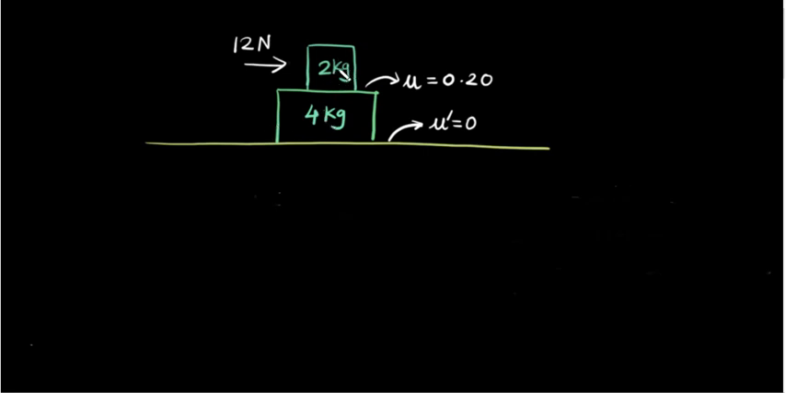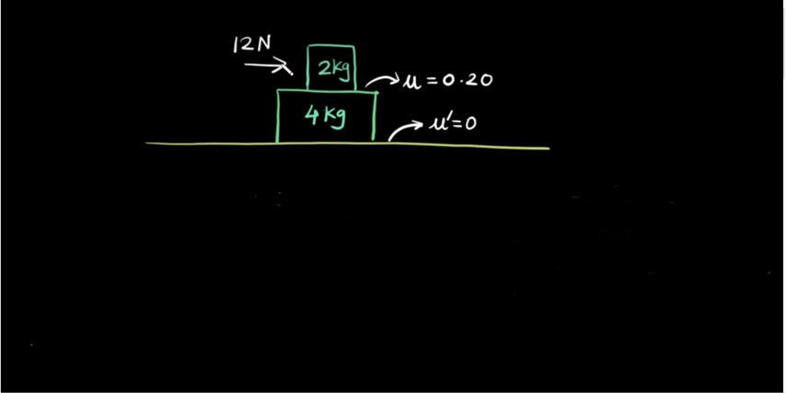And the question is, what will happen to the accelerations of this 2 kg and 4 kg block? That means what will be their accelerations if the 12 Newton force is applied on the 2 kg block. There is another part of the problem: what will happen if the 12 Newton force is applied to the 4 kg block? Then what will be the accelerations of the 2 kg and 4 kg block? That is the question. So now let's look at the scenario like this.